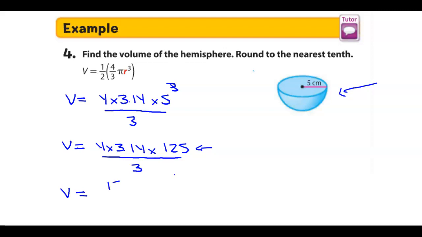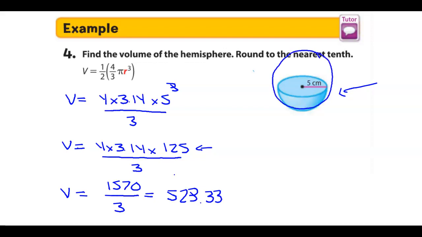Yeah, what did you guys hear? Something like 500? I don't know what you guys were thinking. 1570 divided by 3. And when I do 1570 divided by 3, I'm going to get 523. Maybe I was thinking ahead, you guys. 523, whoops, 0.33. Okay, that's the volume of the whole darn thing if this was a complete sphere.